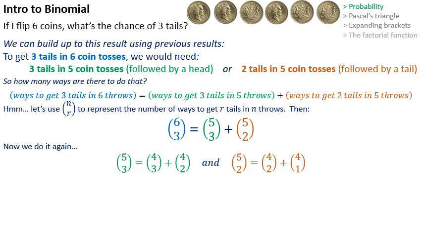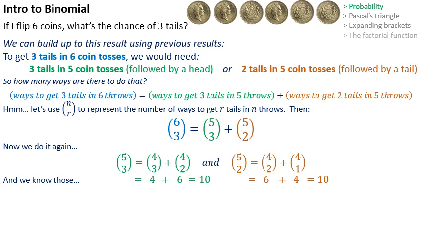Or for 5 choose 2, you can break it into 4 choose 2 plus 4 choose 1 in the same way. And remember, we've already worked those values out. We know what happens with 4 coin tosses. There are 4 ways of getting 3 tails. And there are 6 ways of getting 2 tails. That's the most common version.